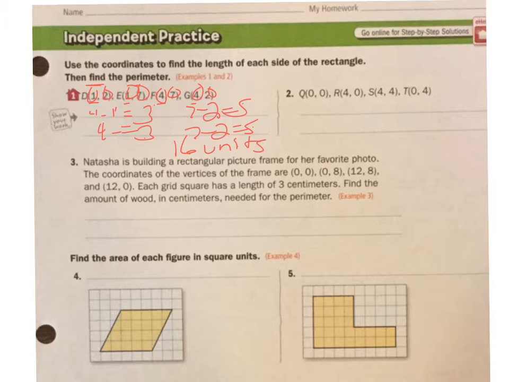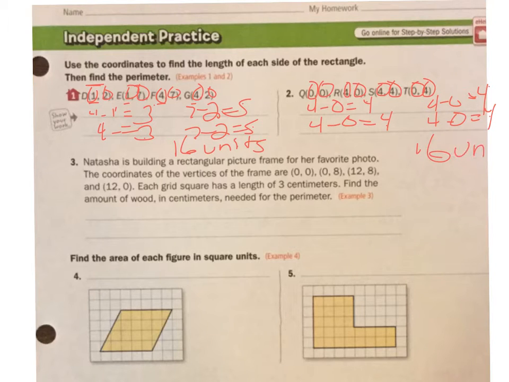Okay. And this one, I'm going to do the same thing. I look at all my x's and see which are different from my y's. So I have an x here and an x here: 4 minus 0 equals 4. Then I have an x here that's different from this x: 4 minus 0 equals 4. Now I have a y that's different from this y: 4 minus 0 is 4. And then I have a 4 here that's different from this one: 4 minus 0 equals 4. So 4 plus 4 plus 4 plus 4 equals 16 units. Okay, so both of these were 16 units.